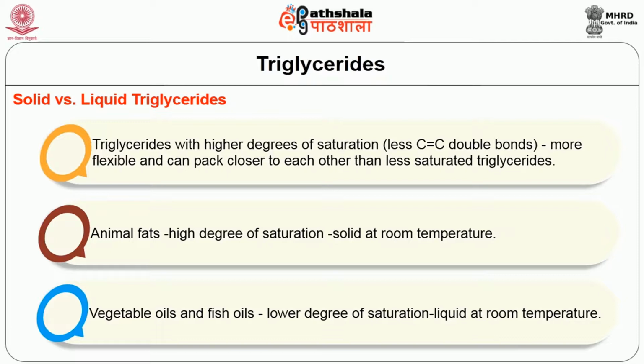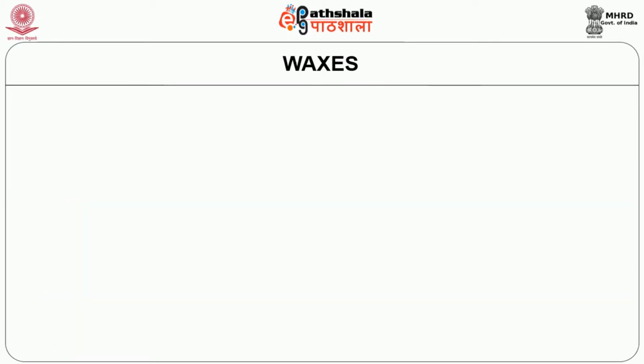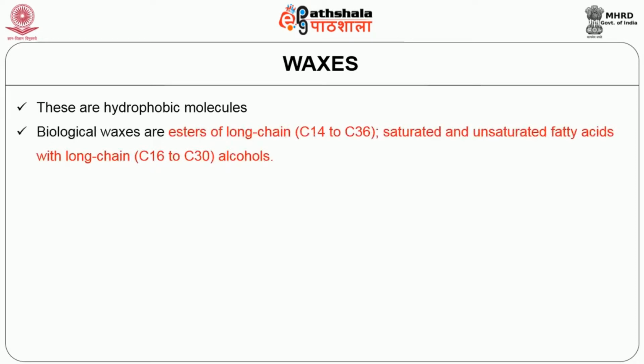The next important class of simple lipids are called the waxes. Waxes are again hydrophobic molecules. Here there is a very long fatty acid and an alcohol. Biological waxes are esters of long chain. The fatty acid can either be saturated or unsaturated, but what is more important here is they are usually long, 14 to 36 carbon, and after that they have a long chain of alcohol which can be 16 carbon or of a 30 carbon. The fatty acids which are present in waxes are usually saturated fatty acid.